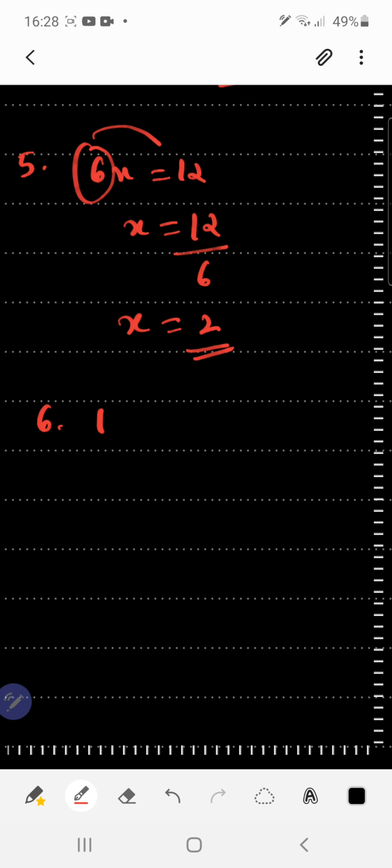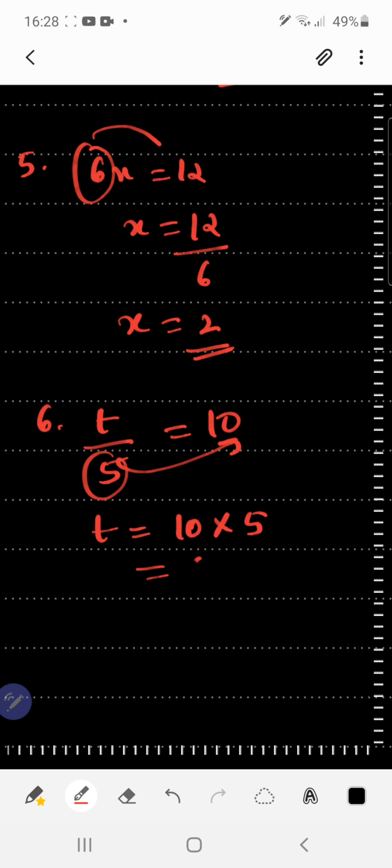Next, you have 6th, which is very easy. I have to take this 5 here and it will be in multiplication. So 10 into 5, that is 50.